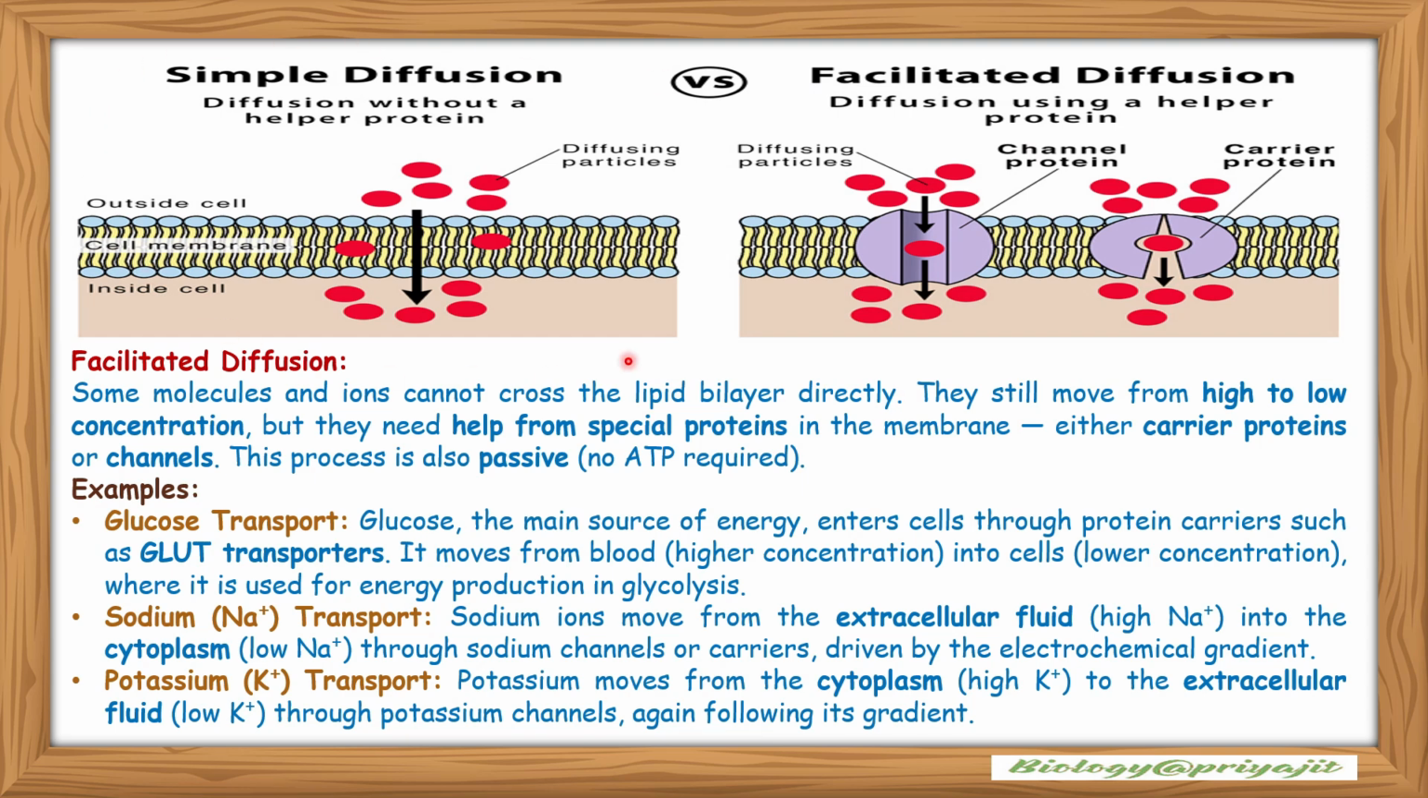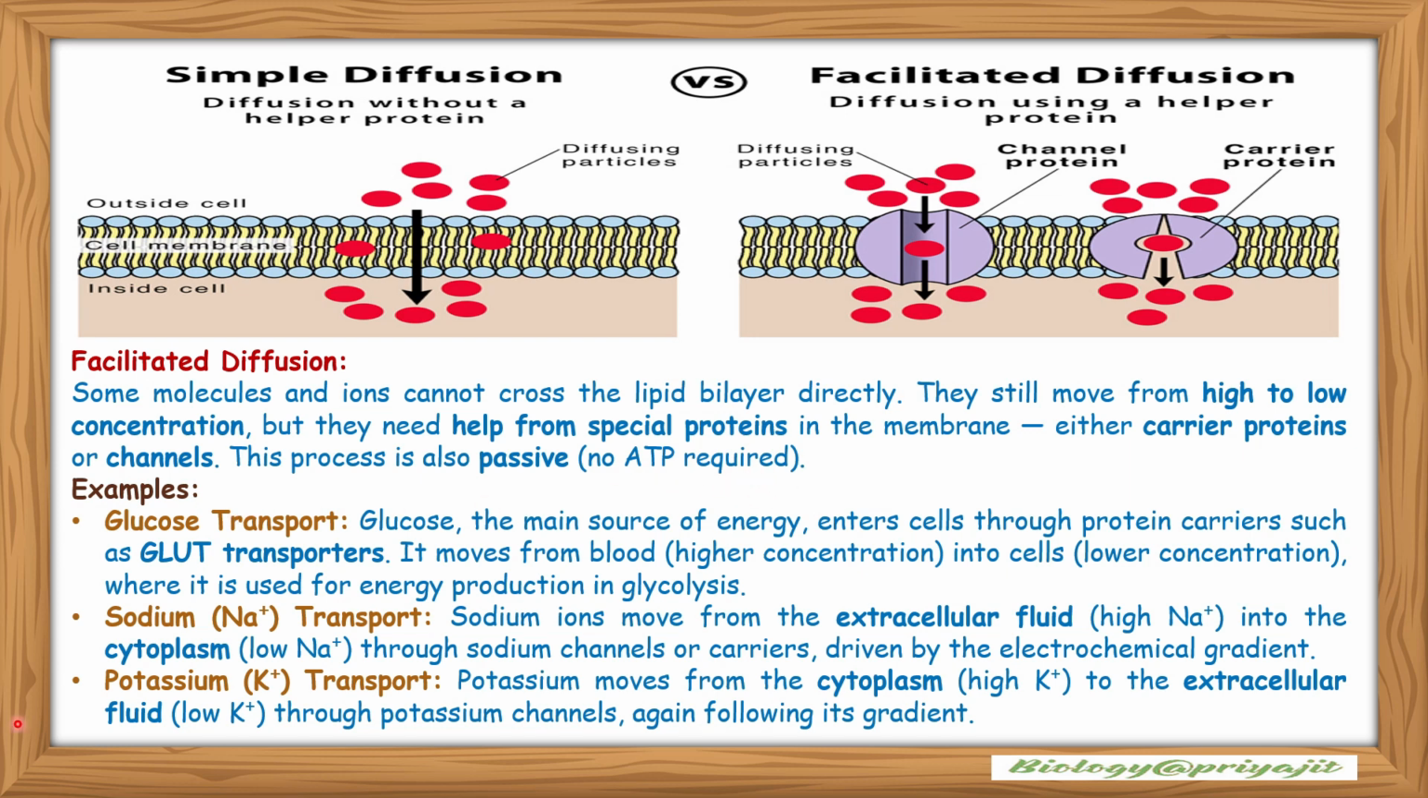This is the image showing simple diffusion without a helper protein, and this is facilitated diffusion using a helper protein. Facilitated diffusion: some molecules and ions cannot cross the lipid bilayer directly. They still move from high to low concentration, but they need help from special proteins in the membrane, either carrier proteins or channels. This process is also passive, so no ATP is required.